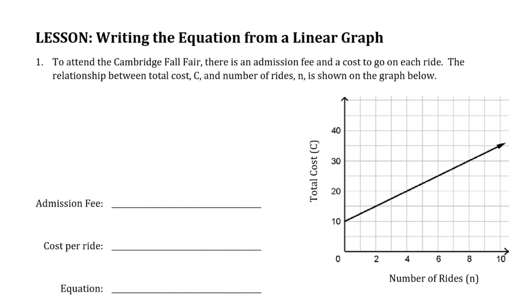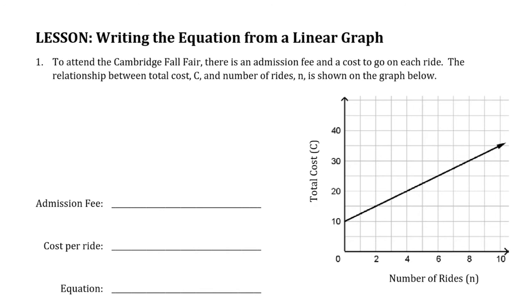Okay, and we're going to continue to look at different examples of applications and just more practice of similar kinds of stuff that we've already done and talked about. So let's get started. First question, to attend the Cambridge Fall Fair, there is an admission fee and a cost to go on each ride. Stop there and think about that.